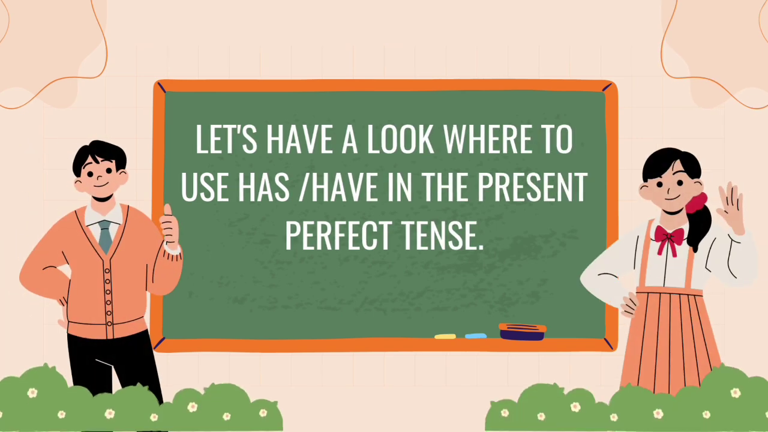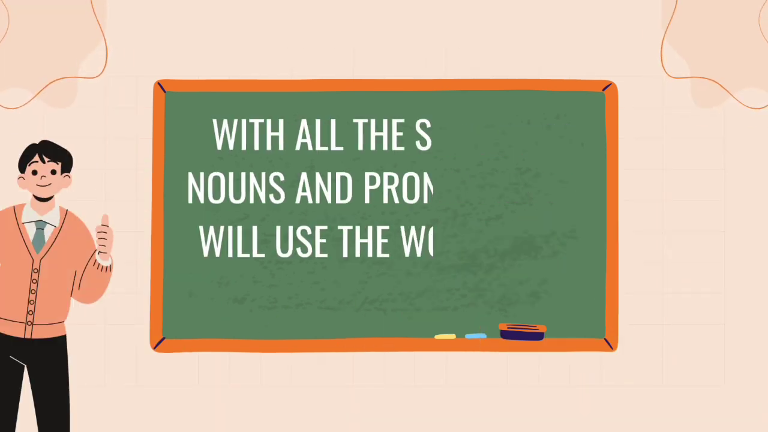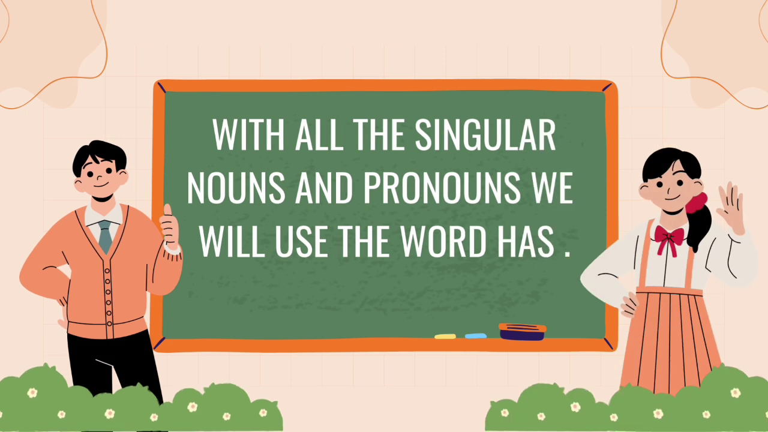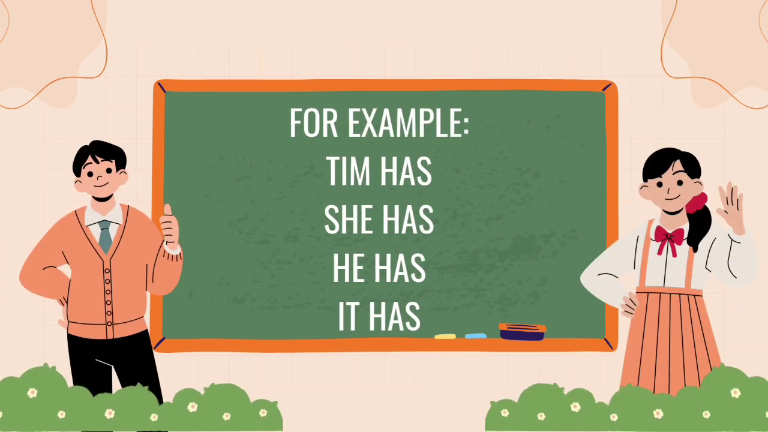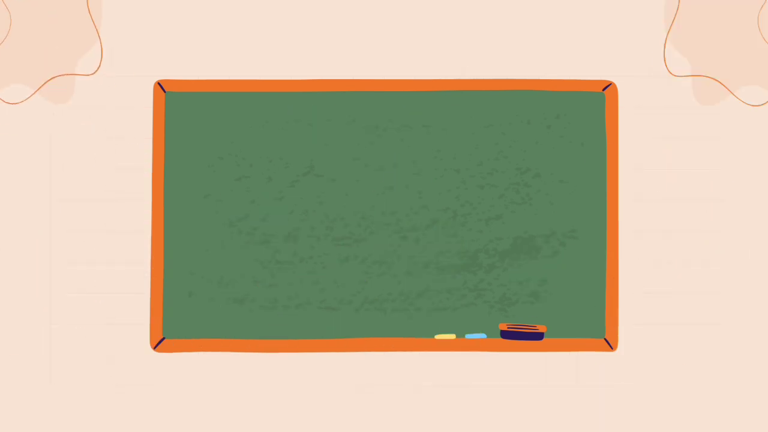Let's have a look at where to use has or have in the present perfect tense. With all the singular nouns and pronouns, we will use the word has. For example, Tim has, she has, he has, it has.